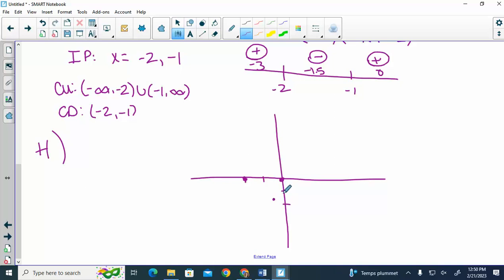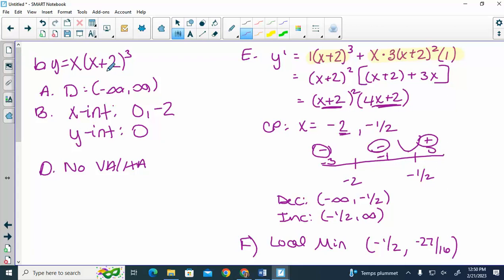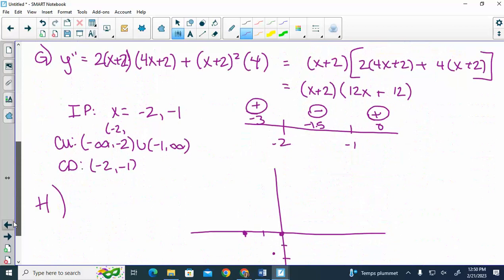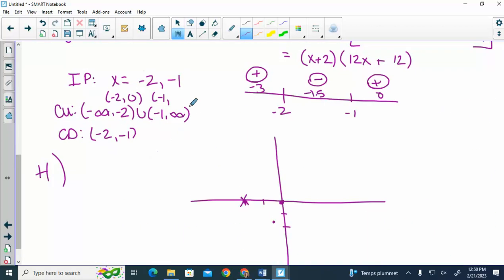Inflection points. This is a problem that I've noticed on a few of you. You're not getting the actual points. Since these aren't asymptotes, we need the ordered pairs. So to get the ordered pair, you plug it into the original. So if we put in a -2, what do we get? 0. So -2, 0 is an inflection point. So I marked that with an X. I already have a point there too. And the other one, if I put in -1 to the original, you get -1.